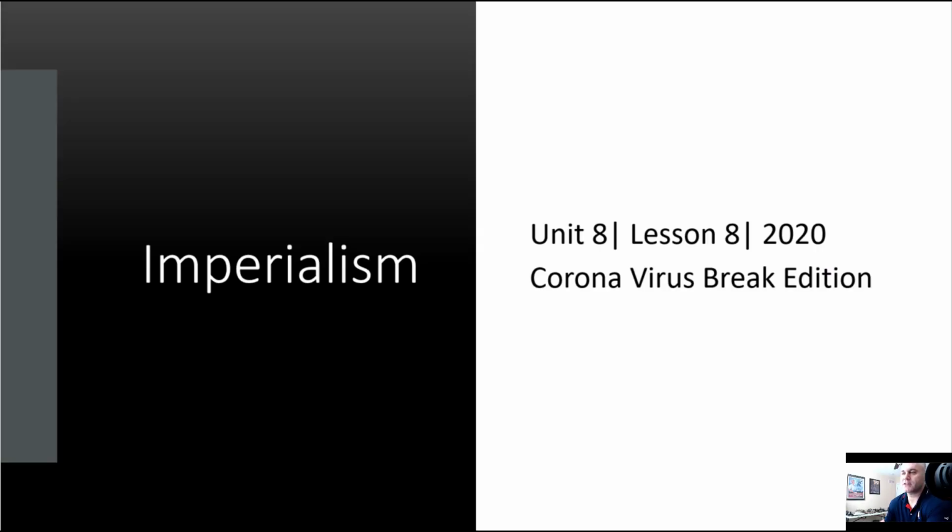Alright, so we're going to get started. As you can see, we're going to be in Unit 8, Lesson 8, and obviously this is Coronavirus Break Edition because we're not going to be in school for like 3 weeks, so let's see what we can get done today. As I already talked about in the introduction, we're talking about imperialism. We're going to focus pretty much just on Africa today. In our next lesson, I'll spend some time going over Asia.